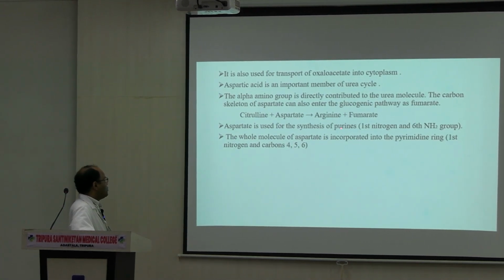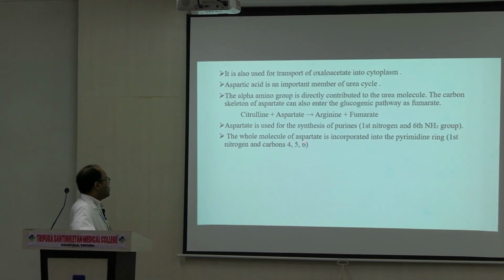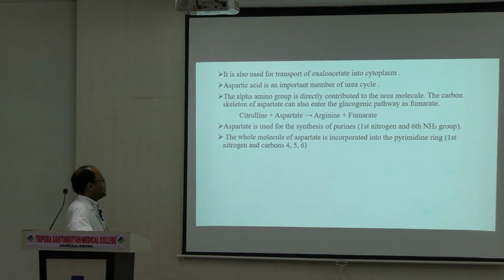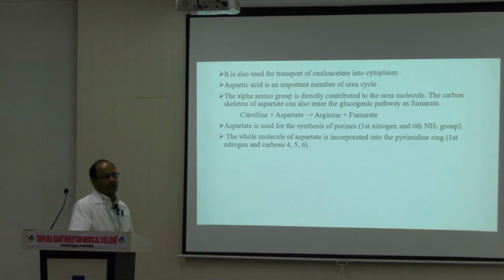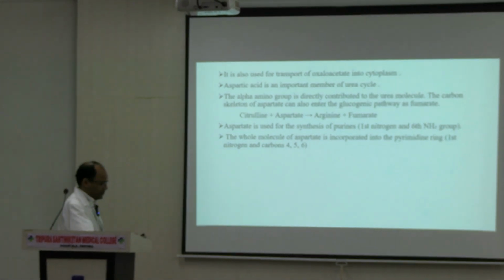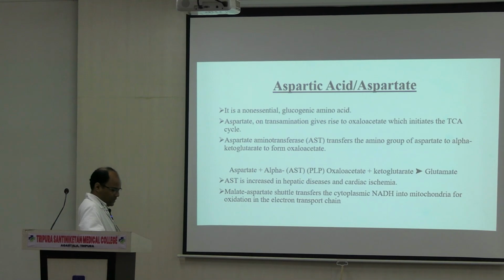Aspartate is used for synthesis of purine, contributing the first nitrogen and the 6 NH2 group. The whole molecule of aspartate is incorporated into pyrimidine. The first nitrogen and carbons 4, 5, 6. If you see the structure, you will find this. You have to read this when you study pyrimidine synthesis. So this is aspartate or aspartic acid.